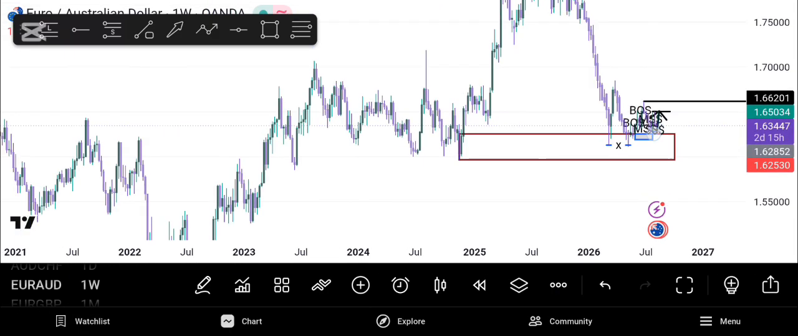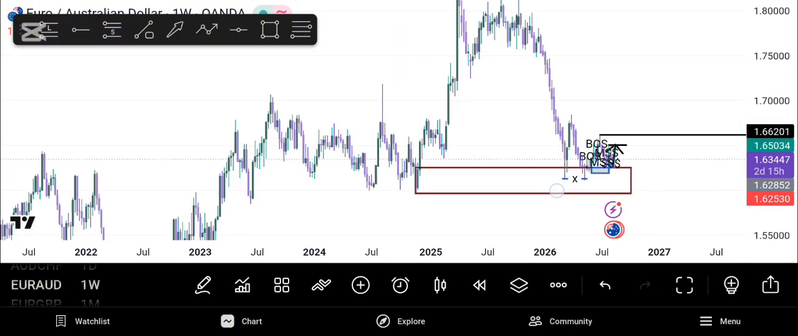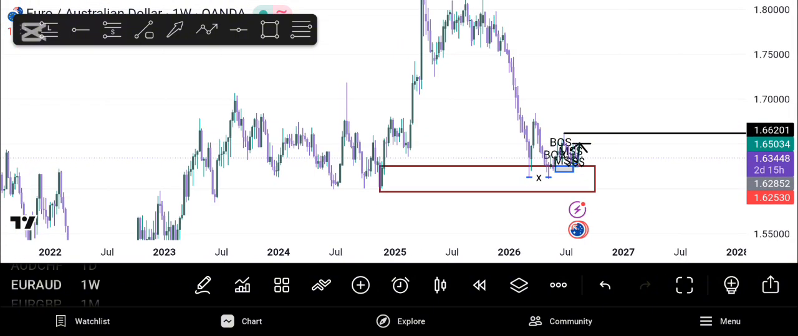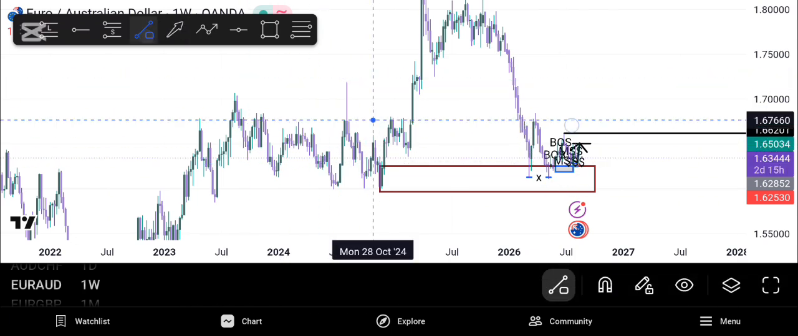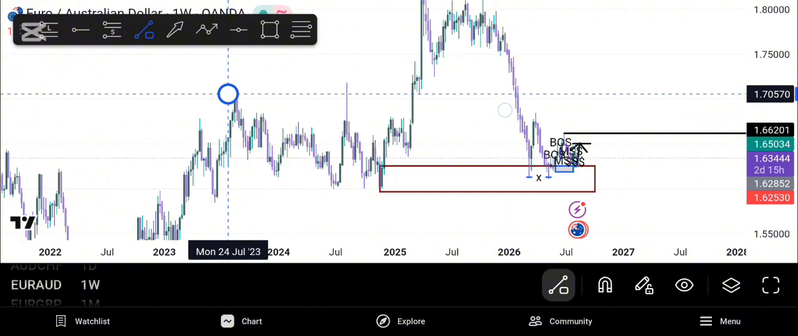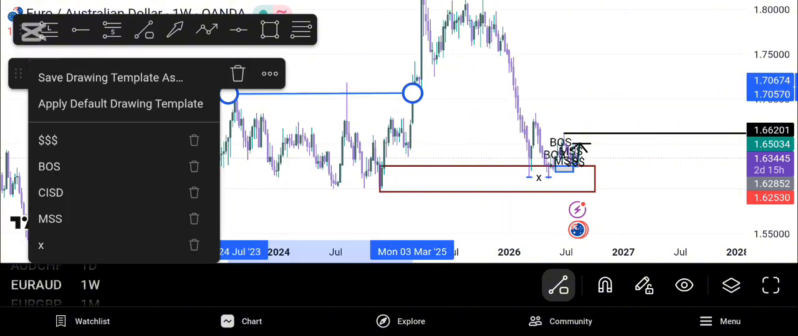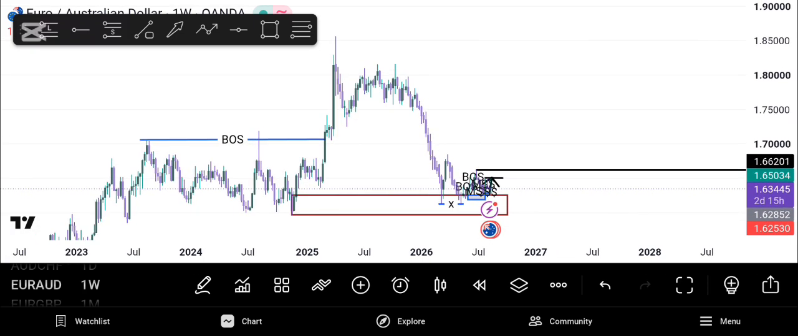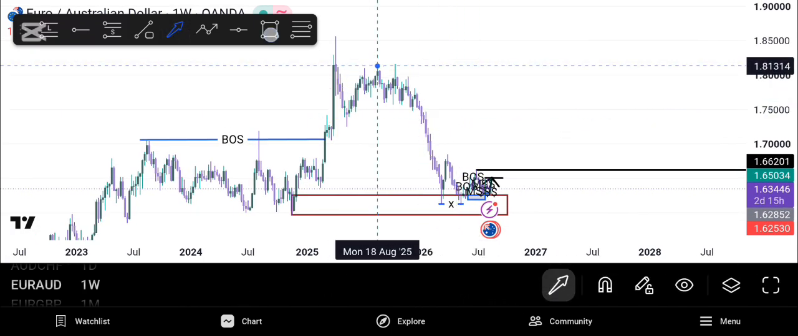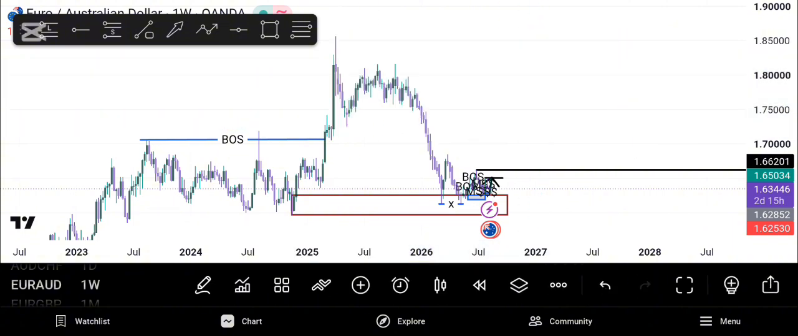Euro AUD is buying. It's been buying since 2023, and this is where we have a major weekly break of structure right here. Let me highlight this. This is a weekly break of structure, signifying that price is going up, and we have all this area here to trade and continue buying Euro AUD.